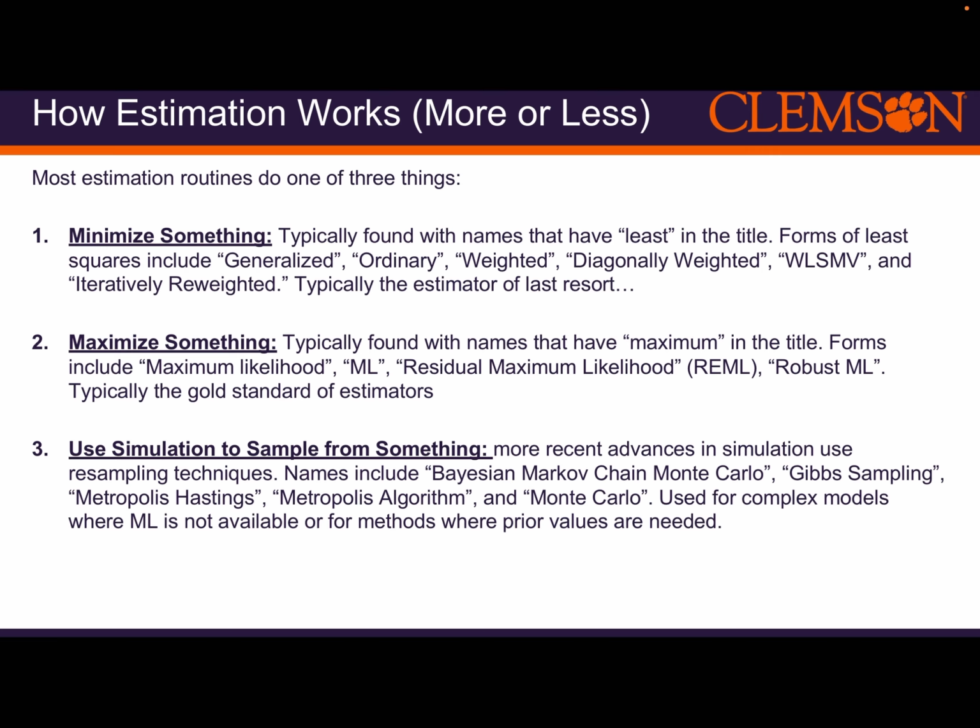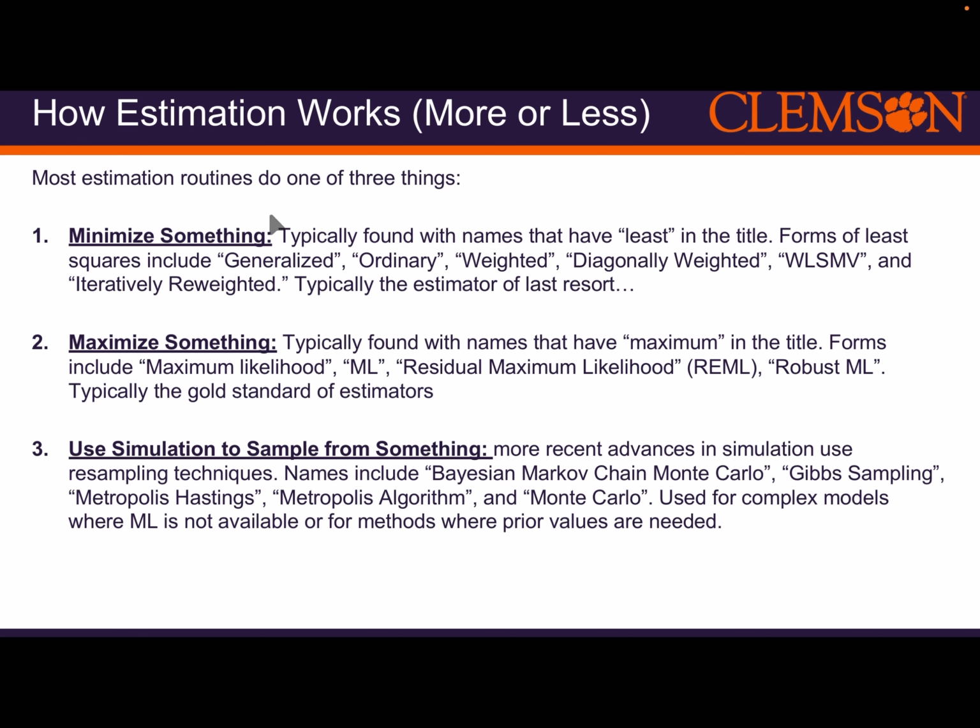Other versions of this include generalized least squares, ordinary least squares. That sounds kind of not the best name. Weighted least squares. I don't know if that's a good name either. Diagonally weighted. Ooh. And then weighted least squares, mean and variance transformation, or WLS&V. Oh, and if you really like it, iteratively reweighted. Anyway, this is often the estimator of last resort. It's also the estimator in many simple models where it does actually share point estimates with maximum likelihood.